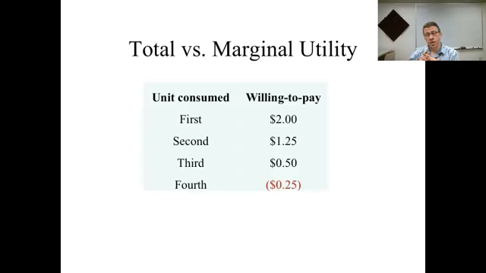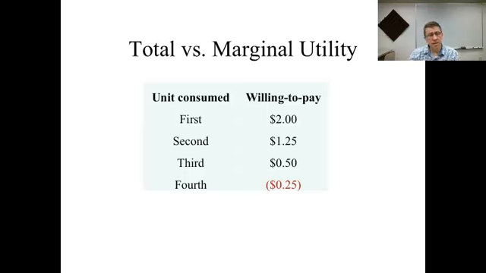So how much is the consumer willing to pay for the first unit in this example? $2. How much is the consumer willing to pay for the second unit, assuming they've already had the first unit? That's $1.25. The third unit, if they've already had 2, the consumer is willing to pay 50 cents for. And the 4th unit, if they've already had 3, it's in parentheses, it's negative 25 cents. The red in parentheses indicates that it's negative.